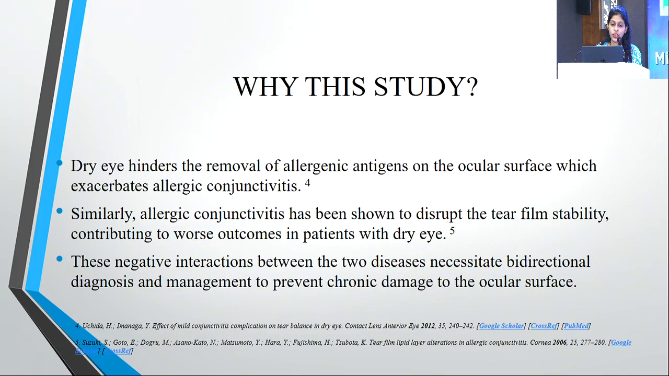Why this study? Dry eye hinders the removal of allergenic antigens on the ocular surface, which exacerbates allergic conjunctivitis. Similarly, allergic conjunctivitis has been shown to disrupt the tear film stability, contributing to worse outcomes in patients with dry eye. These negative interactions between the two diseases necessitate bidirectional diagnosis and management to prevent chronic damage to the ocular surface.